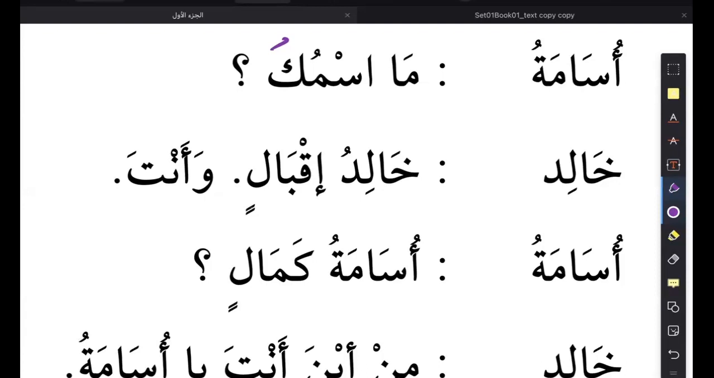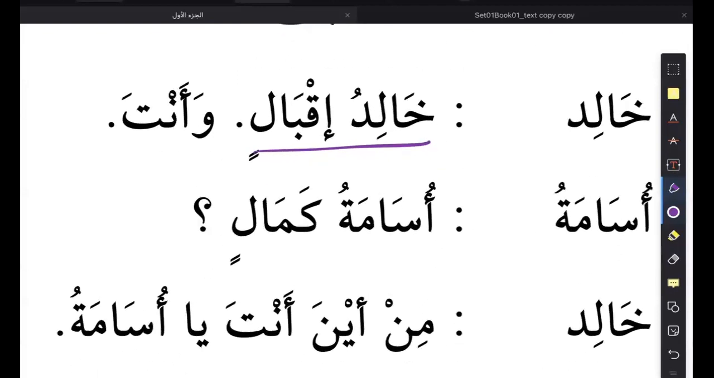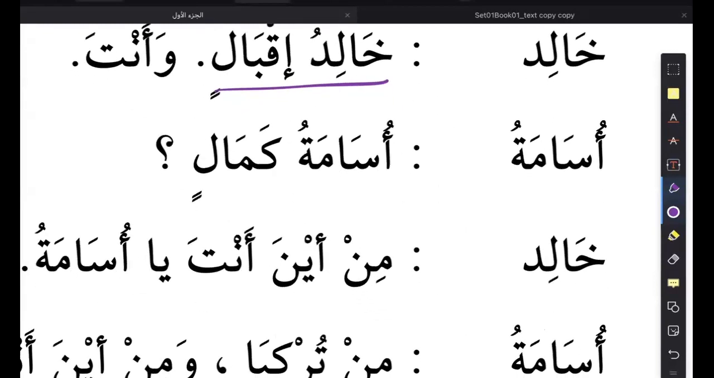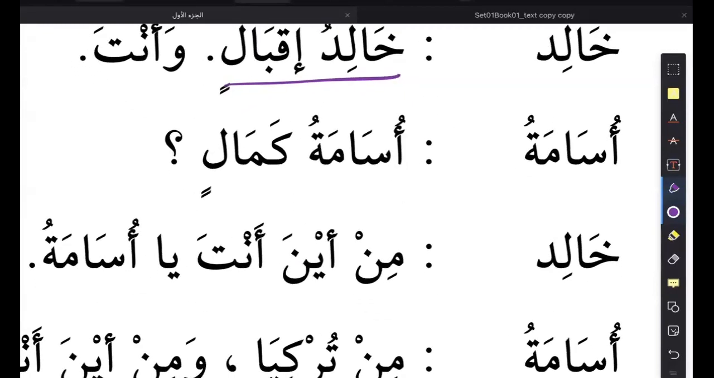And when last time we were talking about when we have this type of name, when we have two different names combined together, or one of the ways is that we do idafa. Okay, we do idafa. So this is idafa. Khalidu Iqbalin. So that's his name. Anyway, this is not super important. So his name is Khalid Iqbal, and Wa'ant, then he's asking the same thing. Then Usama answered, Usama Kamal. So this is his name is Usama Kamal, right?